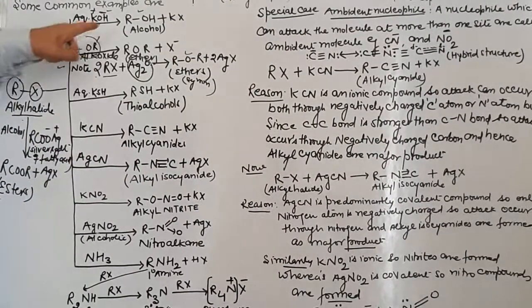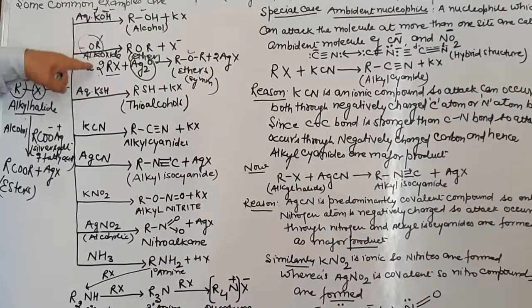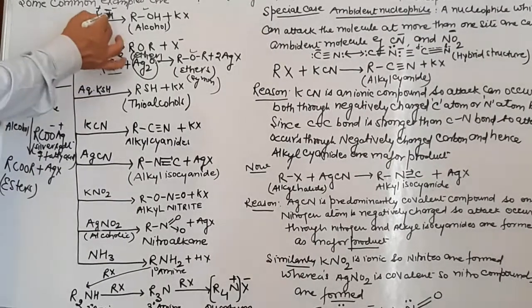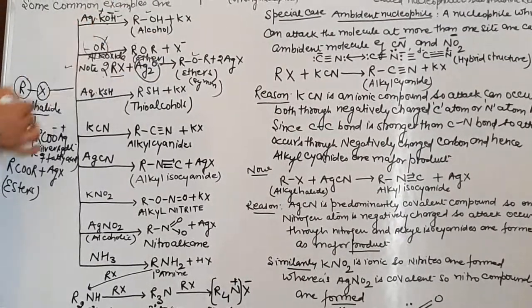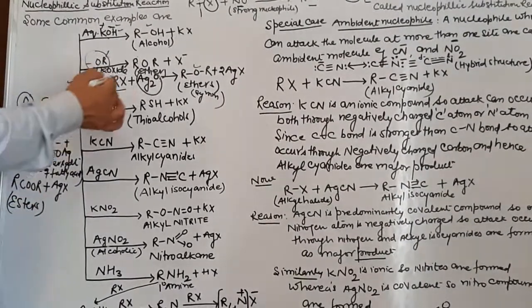So alkyl halide can be converted into alcohol, and it can be converted into ethers. The mechanism of the reaction will be a nucleophilic substitution reaction. When made to react with aqueous solution of potassium hydroxide, it forms alcohol. When made to react with alkoxide ion, it will result in the formation of ether.